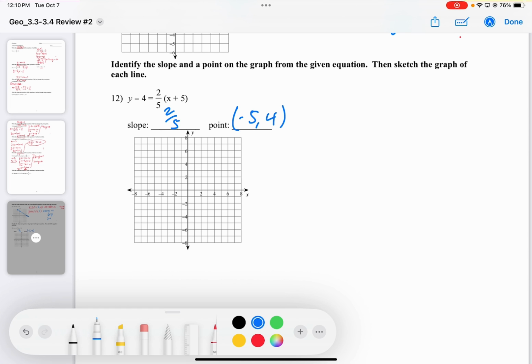Okay, how do I graph this? Jillian, where do I start? At (-5, 4). So (-5, 4) is where I start. And then what do I do? You can either go up 2 right 5, or down 2 left 5. Yeah. And if I go down left 5, I'll probably be off the graph. So let's do the first thing Jillian said. Up 2, right 5: 1, 2, 3, 4, 5. Right there. How many points do I need to plot a line? So we plot.